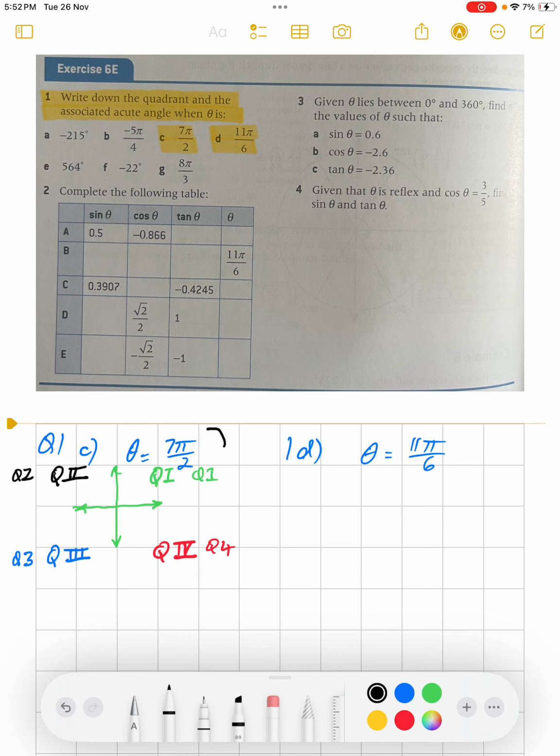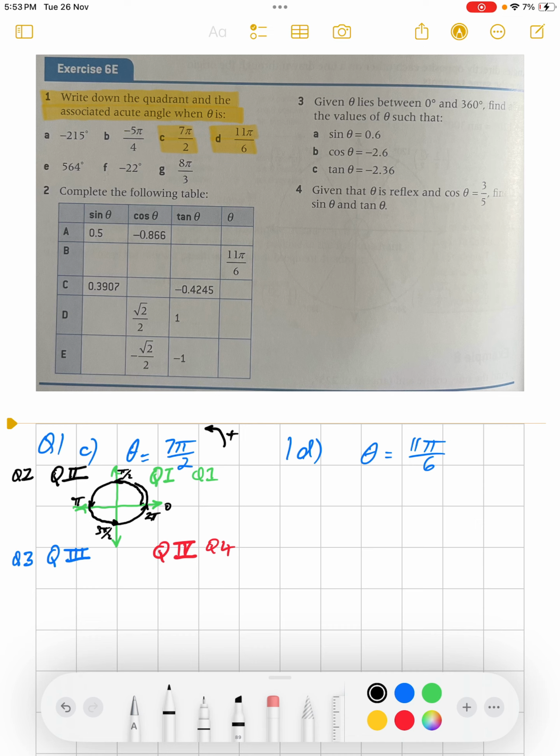Because it's positive, it's going in the anti-clockwise direction, so angles start at 0 and work our way around. Now if we go in one quadrant, that's pi over 2. We keep going, that's another pi over 2, we're up to pi. We keep going, that's 3 pi over 2. We keep going, that's 4 pi over 2 or 2 pi.